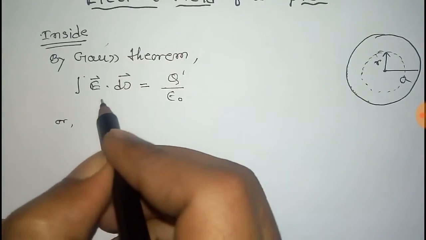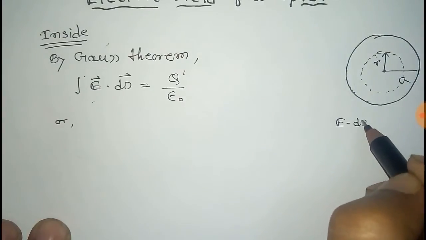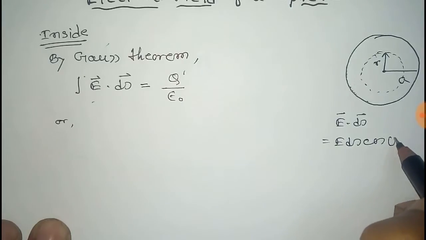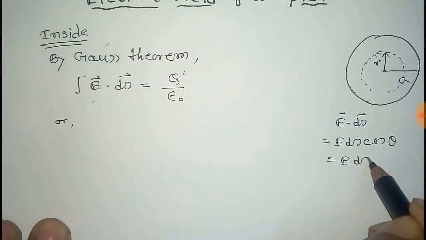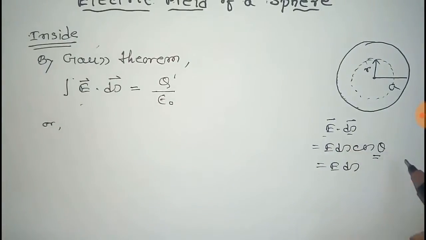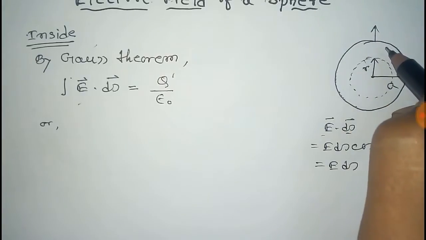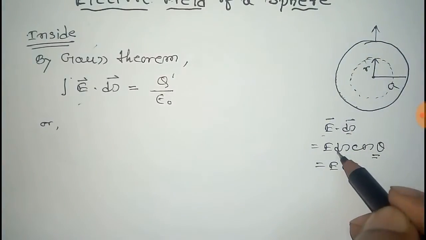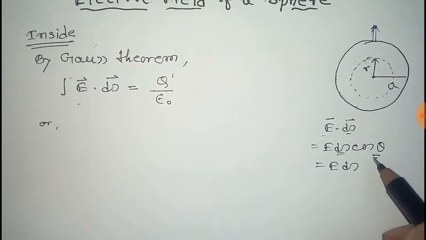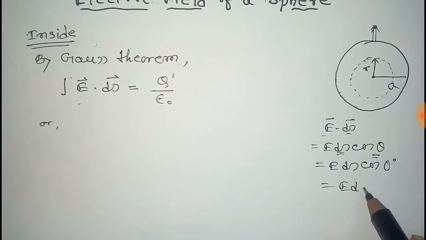Now for this term we can write that E vector dot ds vector is equal to E ds cos theta, where theta is the angle between E and ds. You can see from this figure that the direction of E is outward and the direction of ds is also outward along the radial vector. So theta will be 0, cos 0 is 1, and that is equal to E ds.